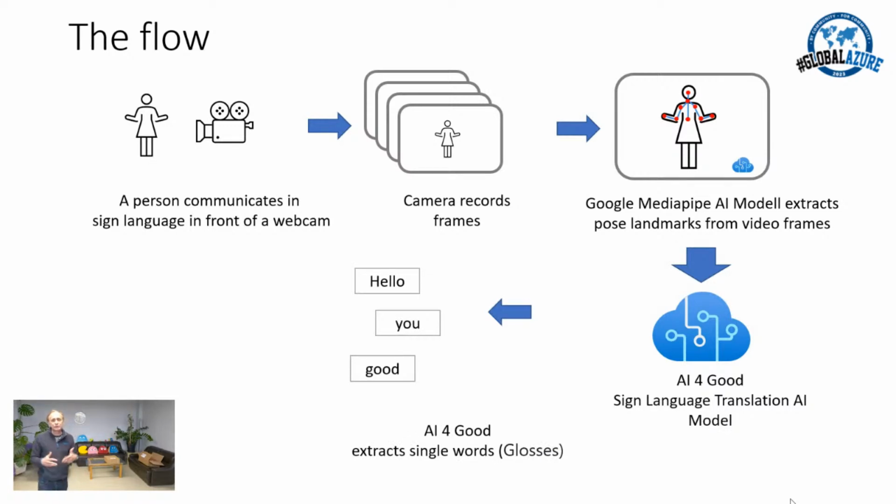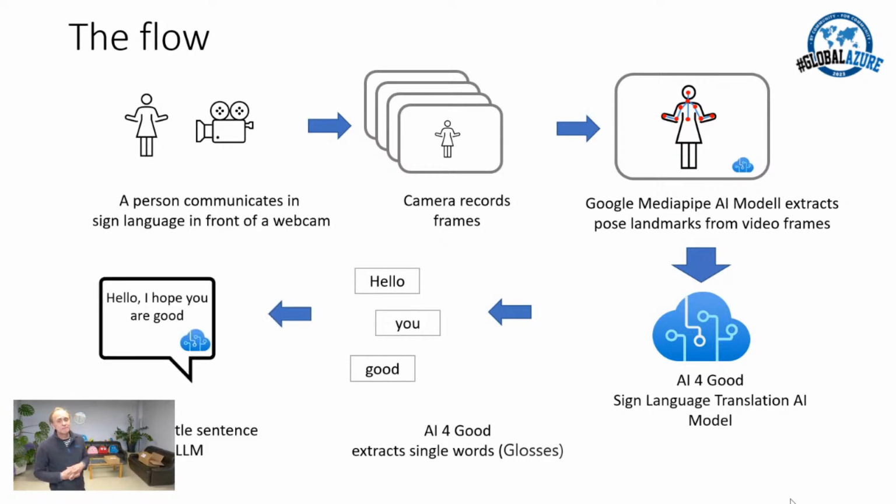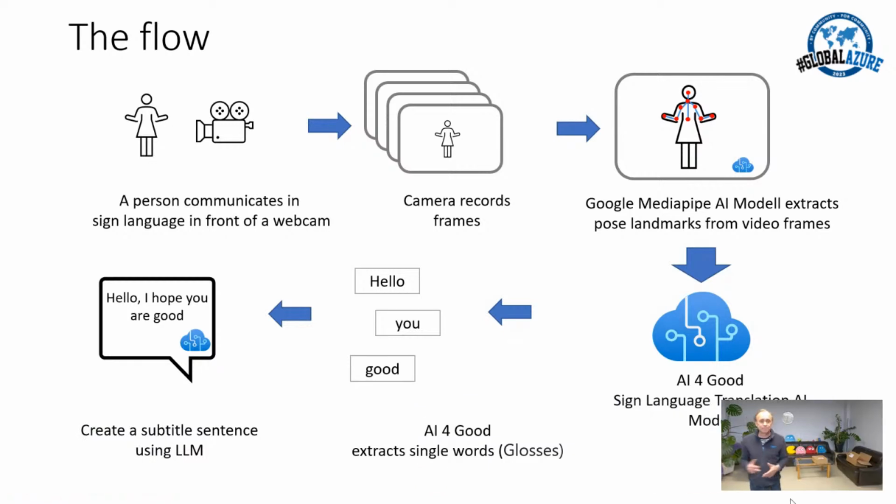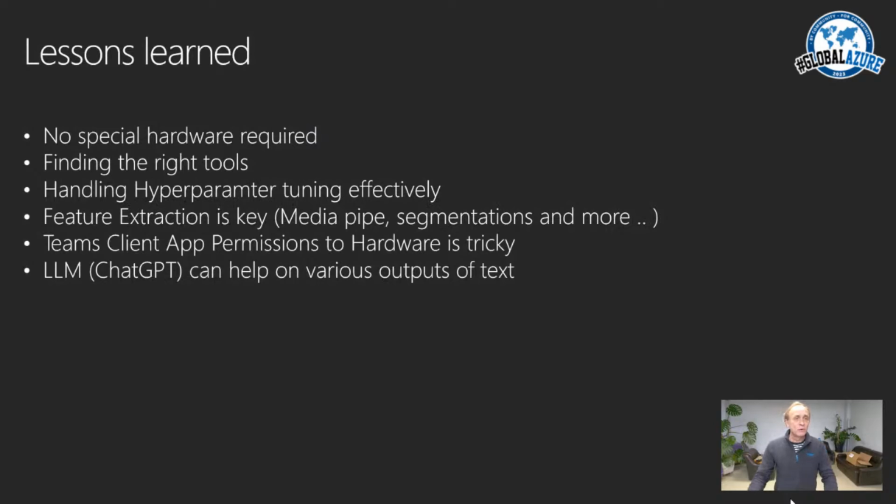So there is an output, for example, hello, or you, I, good, and these are glosses. And to build an English sentence out of the glosses, which is sent there as a subtitle, we're using a large language model which gets the glosses, and we instruct the large language model to make an English sentence out of those glosses.